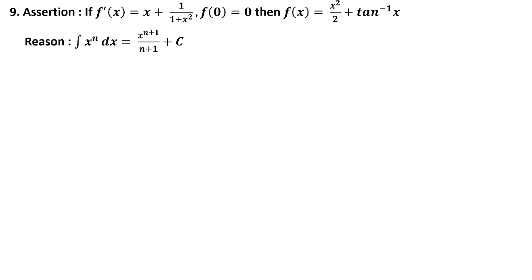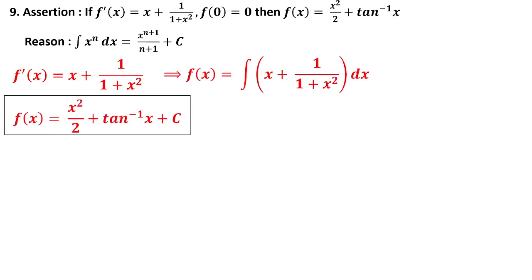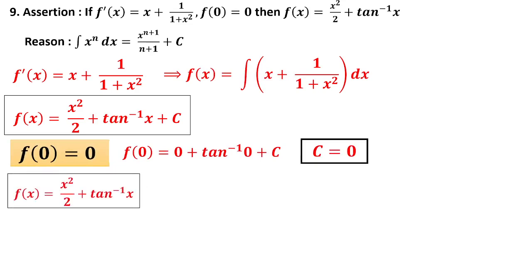Well, let us go to the question from assertion and reasoning. Assertion is f dash of x is given, f of 0 is given, then you have to find f of x. And reason is the formula for integral x power n is given. Let us see whether the assertion is correct. F dash of x is given. How to get f of x? Integrate. When you integrate, you will get plus c. But to get the c, f of 0 is given. Therefore, I am using that. Now c is 0. Therefore, f of x is x square by 2 plus tan inverse x.